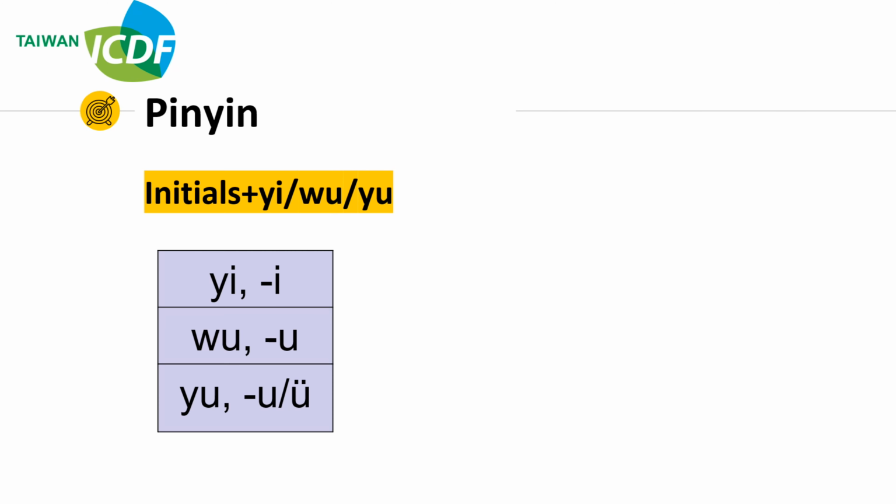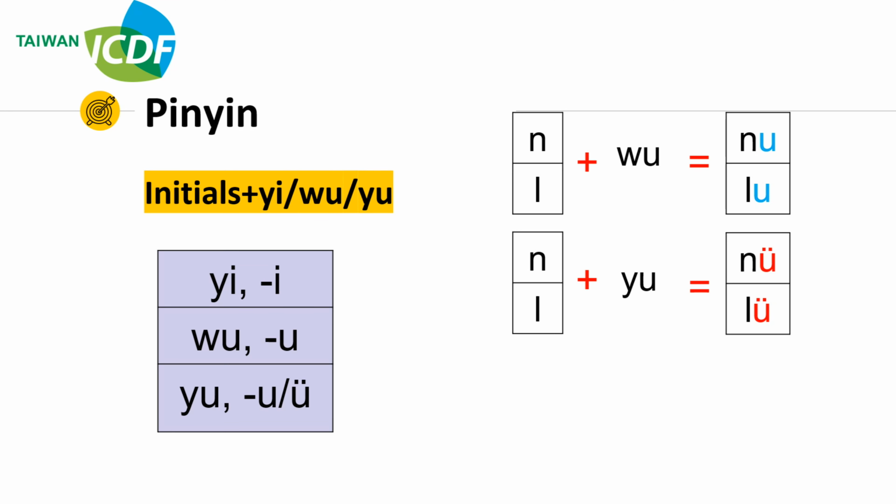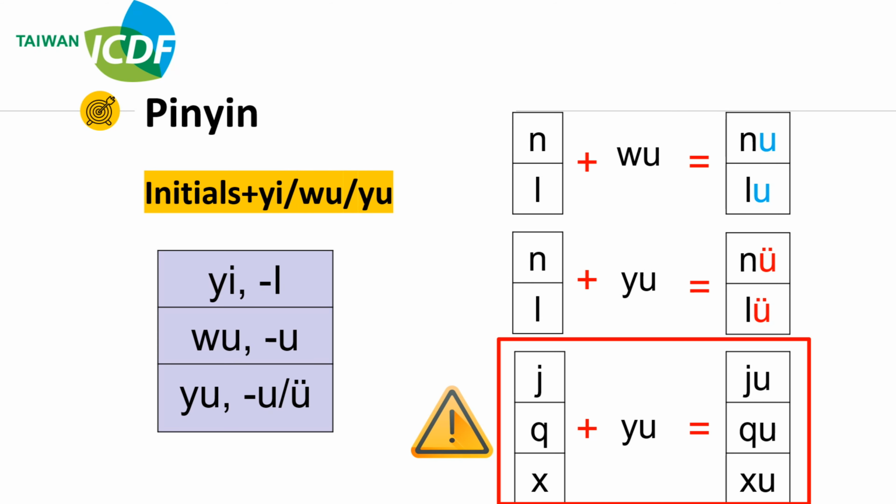When initials combine with i, u, ü, we will write in the latter form too. You might have noticed that u could transform into u or u with two dots above. The u with two dots above is for clarifying from u, like n and l. Both could combine with u and ü, so that we won't confuse the pronunciation because of adding the two dots above. We don't need to add the two dots above u when ji, qi, xi combine with ü. That's because you will never see the combination of ji, qi, xi with u in Mandarin. We still know we should pronounce ü instead of u, even if we don't add the two dots.